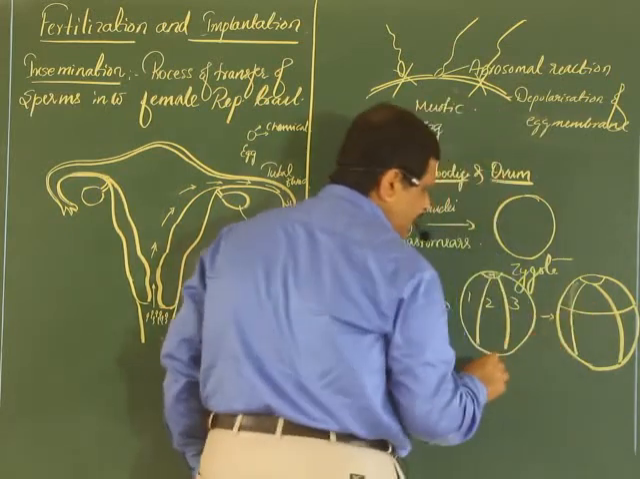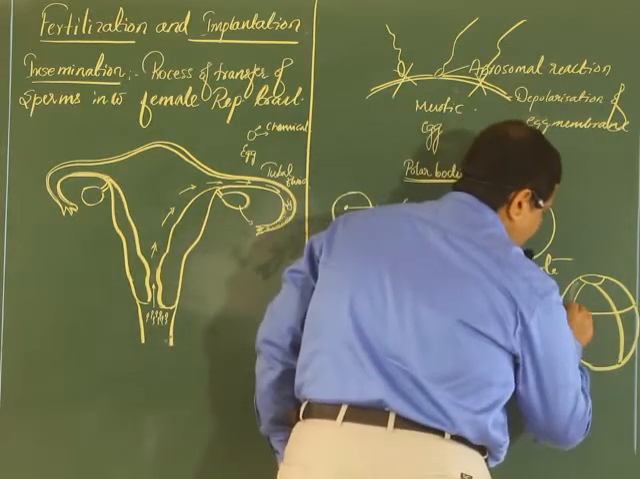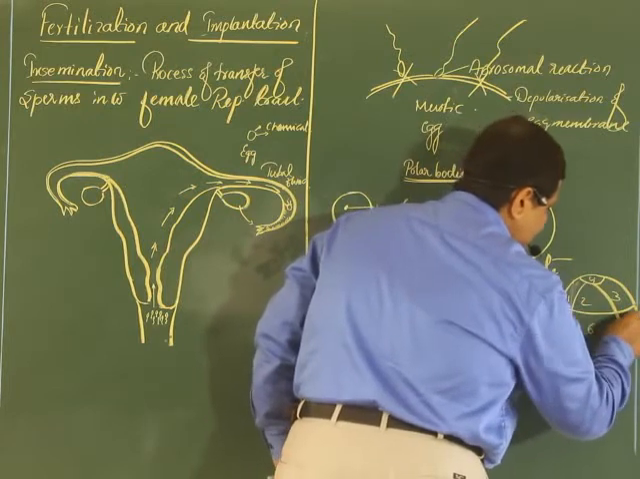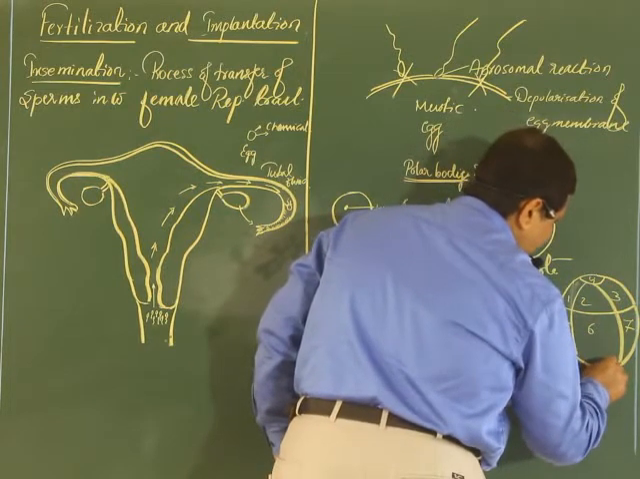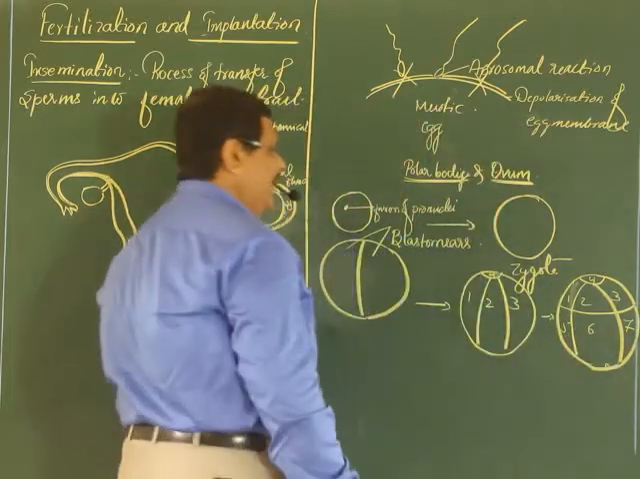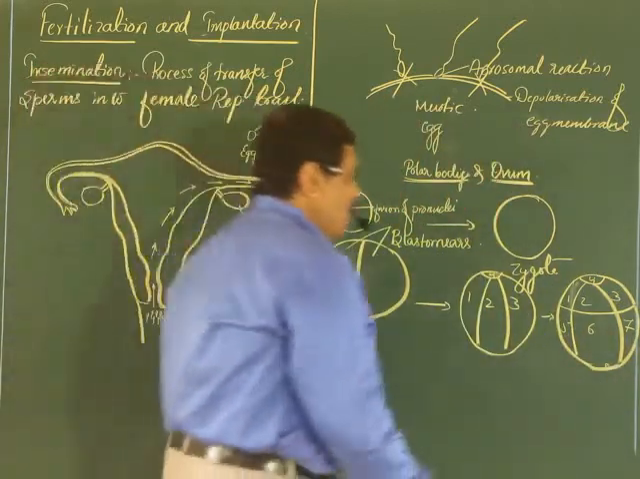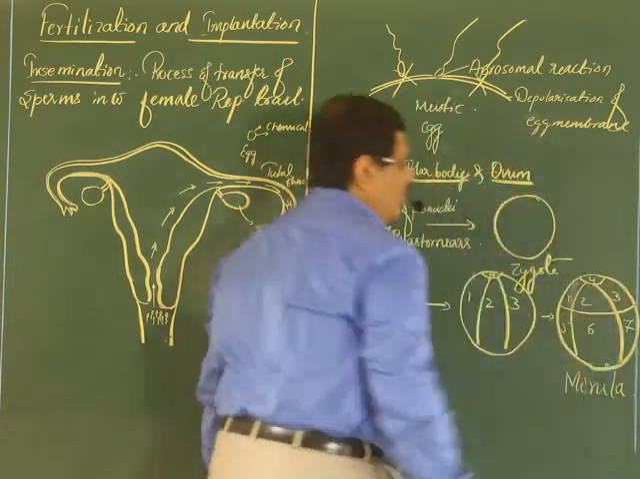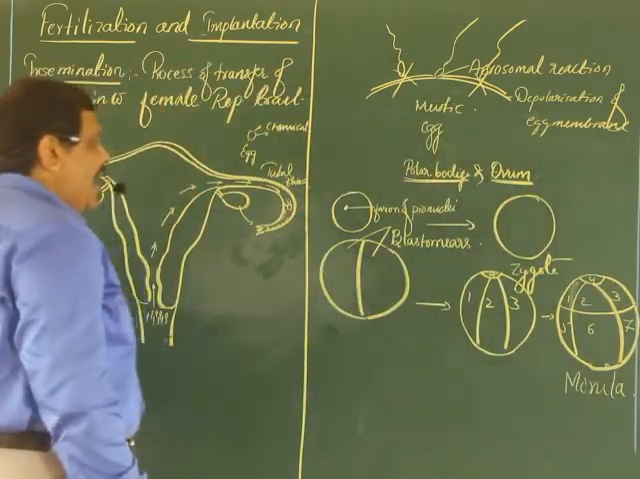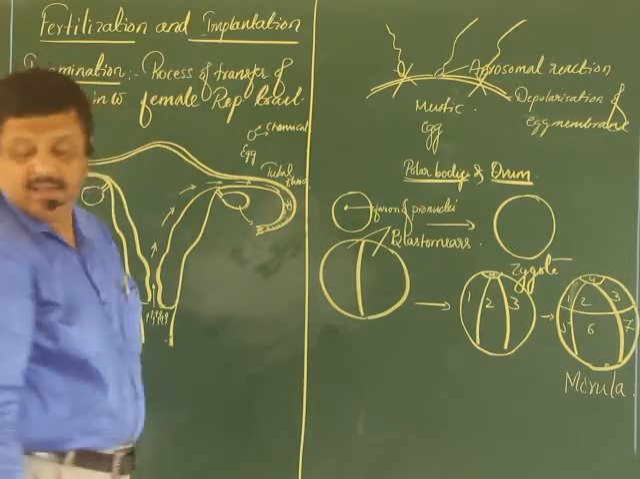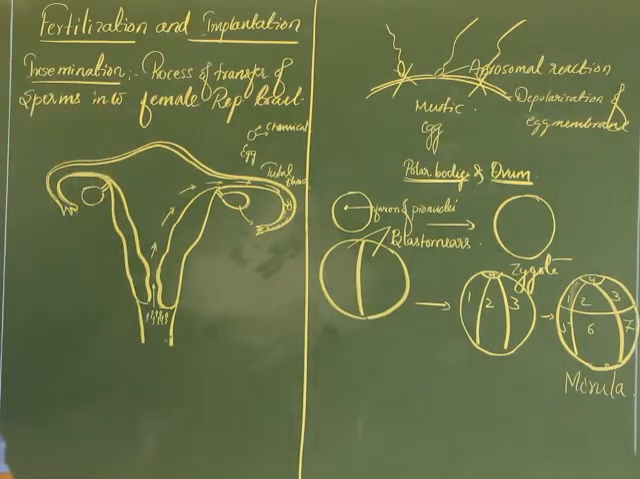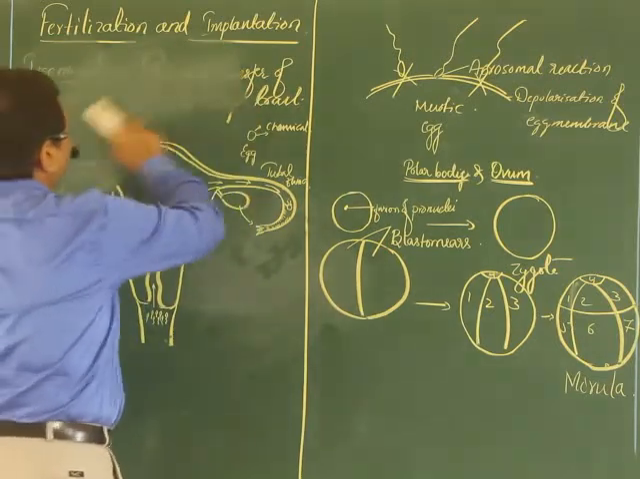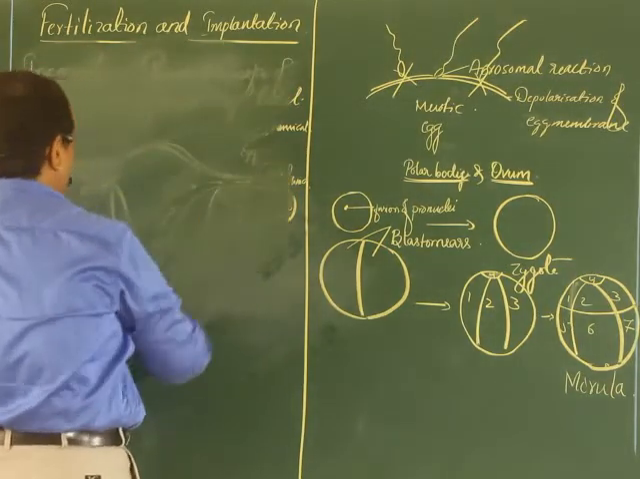Now, look here. 1, 2, 3, 4, 5, 6, 7, somewhere here, 8, that side. Okay? And this is called morula. After this, the blastocyst will be formed. What is this blastocyst?